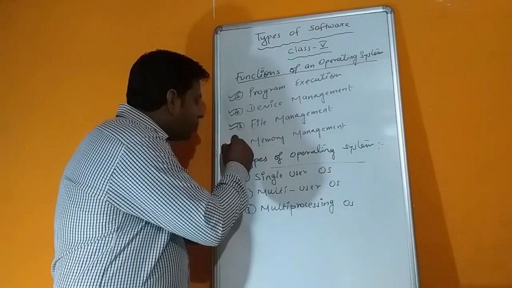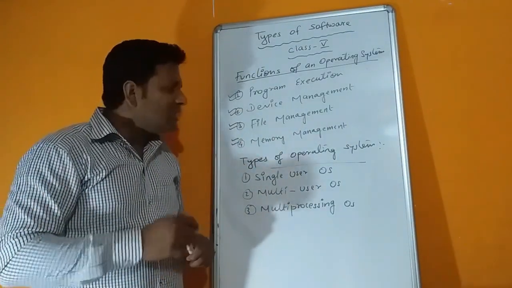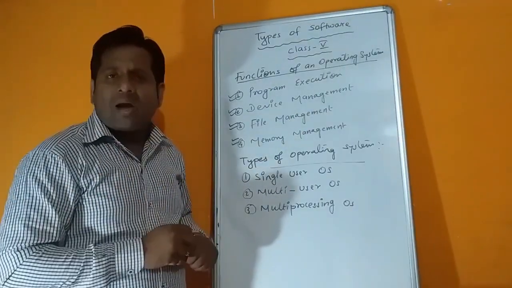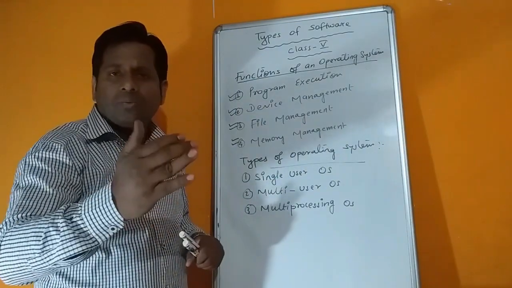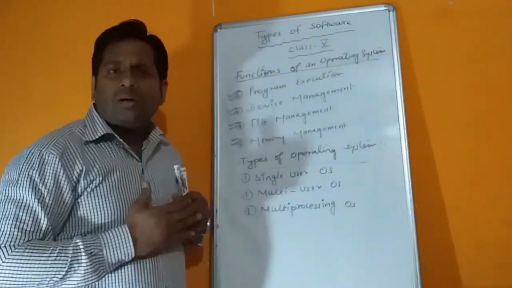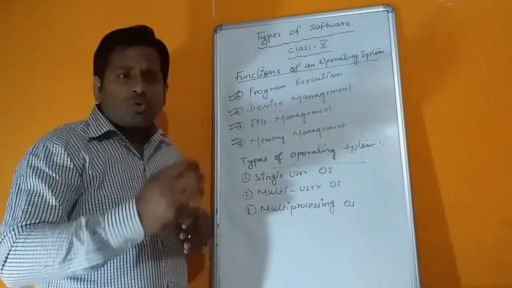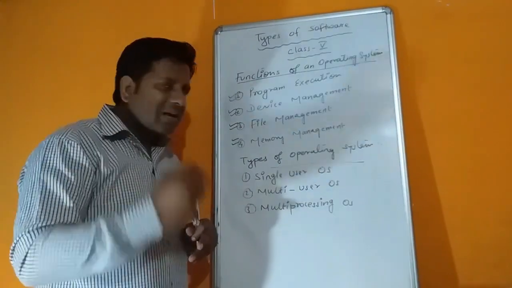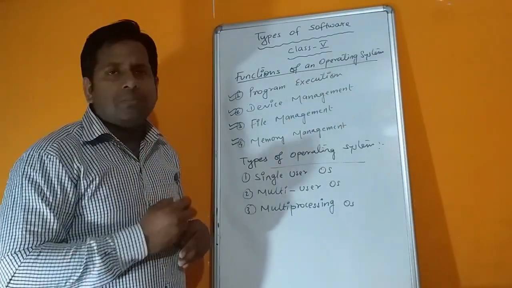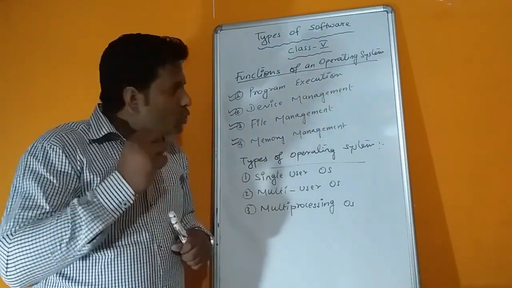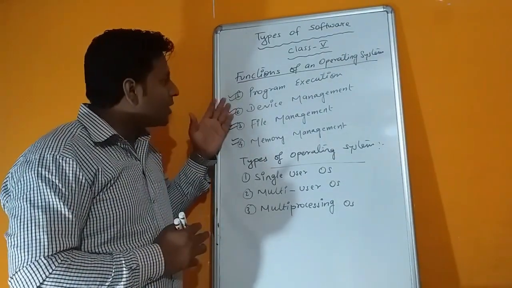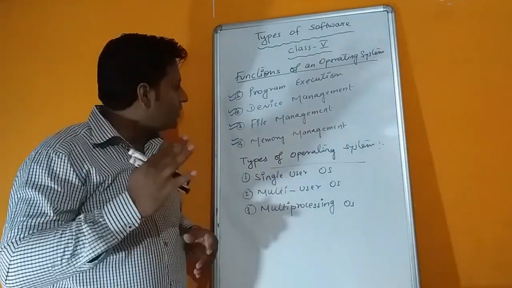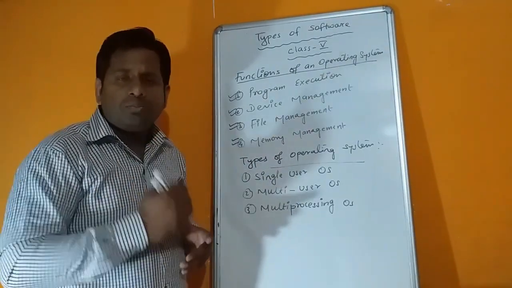And fourth is memory management. Memory means storage. Basically, when you open the computer icon, you find C drive, D drive, E drive. That is the partition of hard disk, storage device. Each storage device has a certain capacity to store the data. That capacity, that storage purpose, everything is maintained by an operating system. So the functions of an operating system are program execution, device management, file management, and memory management. Four different types of functions the operating system handles.